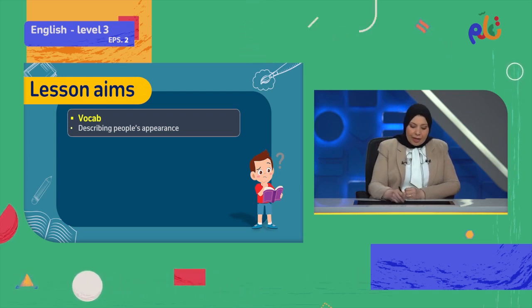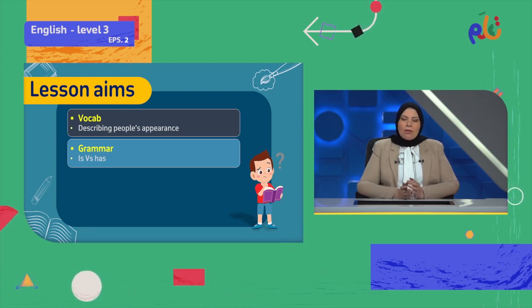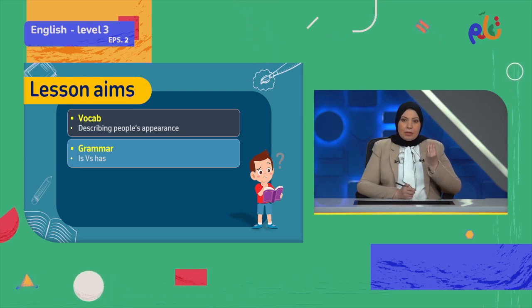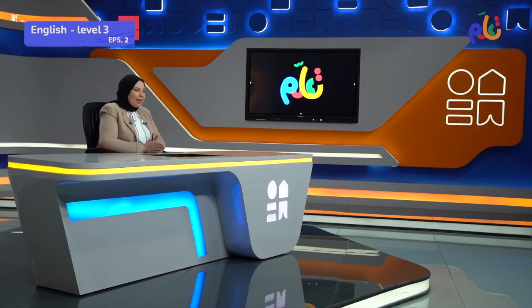And the other thing that we're going to learn today is grammar. The grammar that will help me describe people in detail is verb to be, versus verb have or has. So when I describe people I'll use verb to be: am, is and are, or I'm going to use have or has. We'll look at both and see when to use have and has and when to use verb to be am, is and are when we describe the appearance of people.